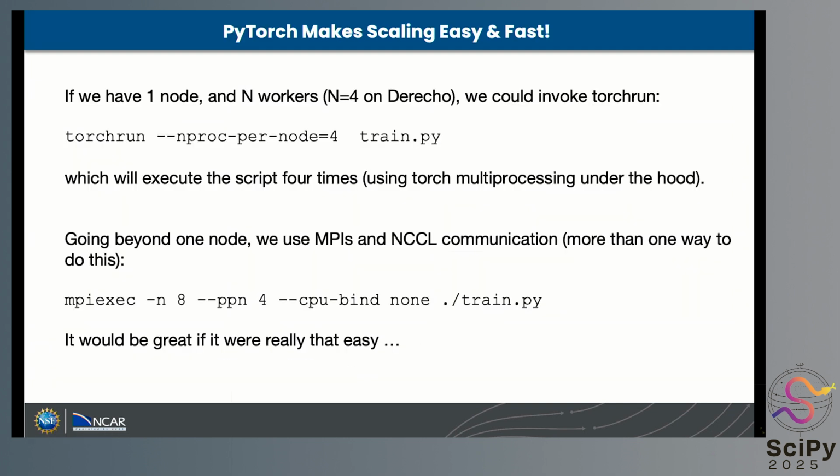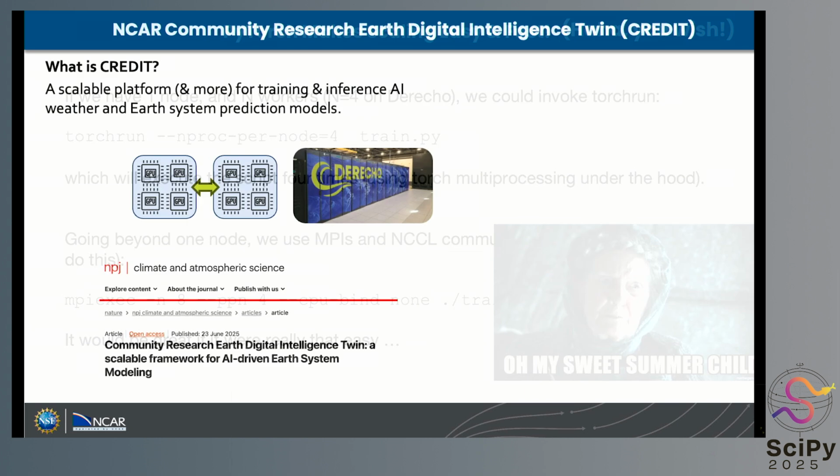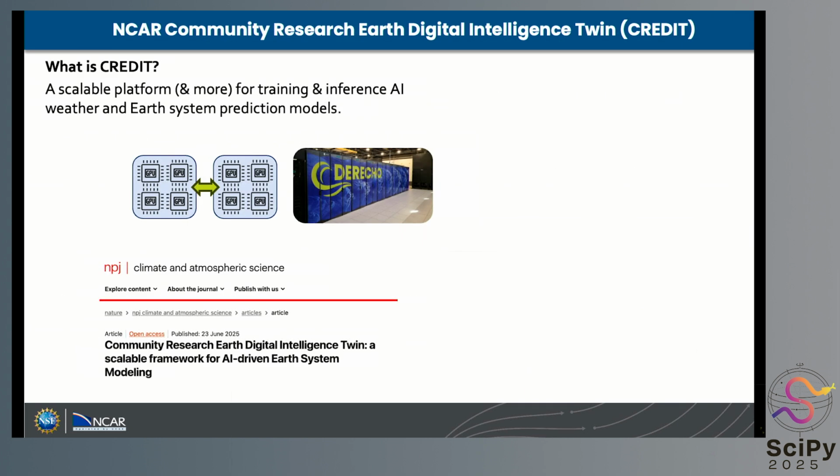Okay, so you see, PyTorch makes scaling easy and fast, and that's what we joke about all the time, because it doesn't. No, it doesn't. Scaling with PyTorch is not easy and fast, and I can explain why. We have a lot of scientists and users that are interested in scaling their models on their HPC, and they don't know where to start. We try to provide a template for them.